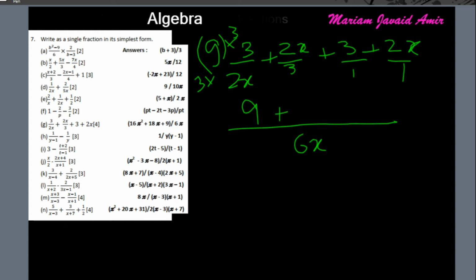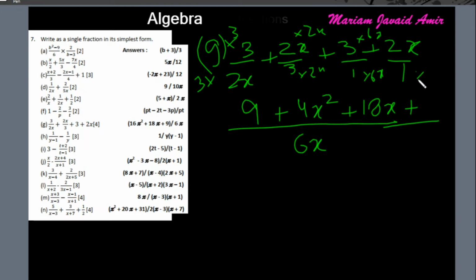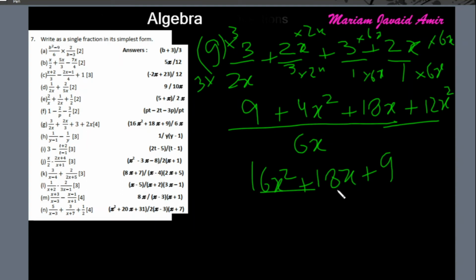That becomes 9 plus this gets multiplied with 2x, so this also gets multiplied with 2x, so the numerator becomes 4x square. Similarly, this gets multiplied with 6x and this gets multiplied with 6x, so we get plus 18x, and again the last one gets multiplied with 6x, and the numerator also has to be multiplied with the same number as the denominator, so that will become 12x square. So the final answer is 16x square plus 18x plus 9 over 6x. Nothing else can be cancelled out, and so this is the final answer.